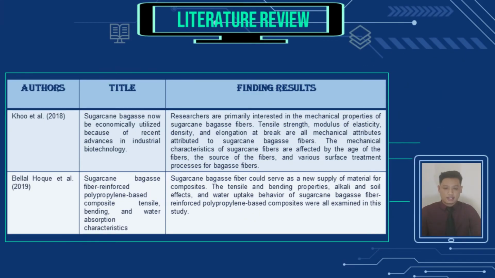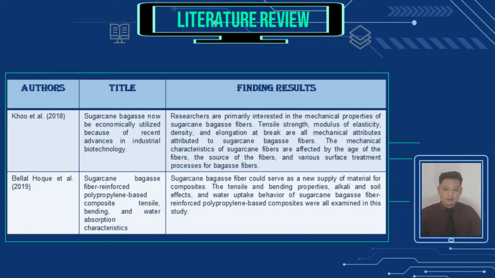Next is the literature review. There are 5 literature reviews that I selected from all my literature review. First, from Ku et al. 2018. About the title, sugarcane bagasse can now be economically utilized because of recent advances in industrial biotechnology.